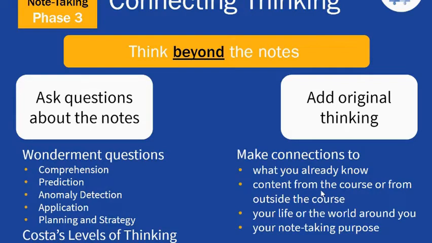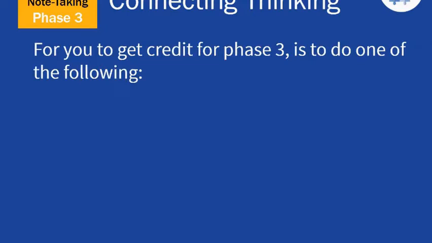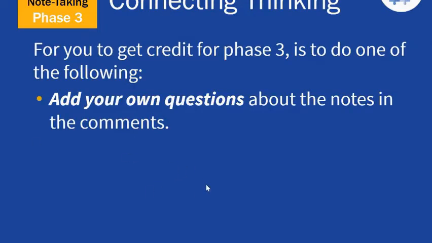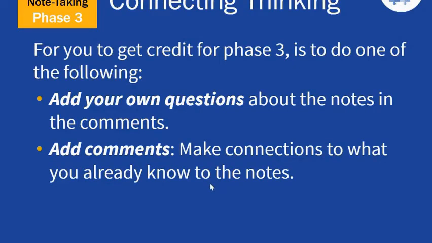And you can also try to connect it to the purpose. So if the essential question is to learn about the basics of geography, you can say, oh yeah, I can see why this is a basic aspect of geography. In order to get credit for phase 3, you need to do one of the following for our class. So you need to add your own questions about the notes, or you can add your own comments to make connections to what you already know. So let me go ahead and show you what that's going to look like.